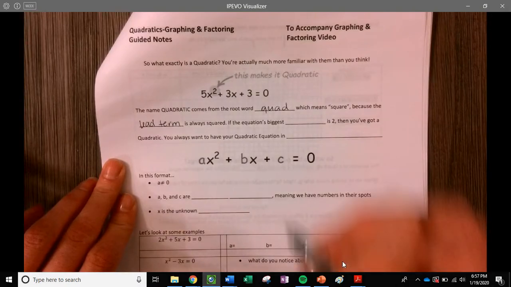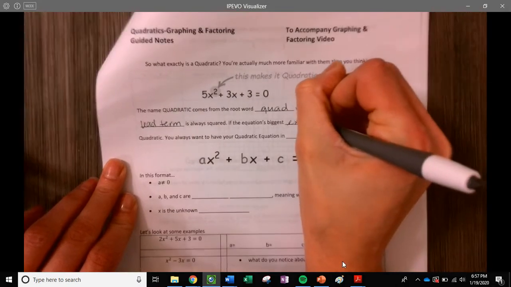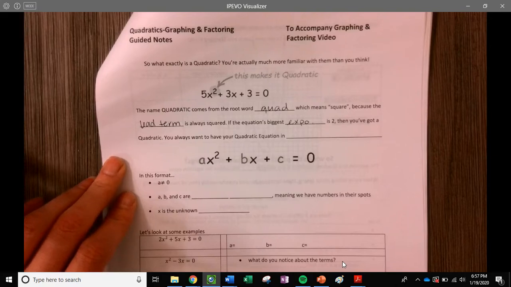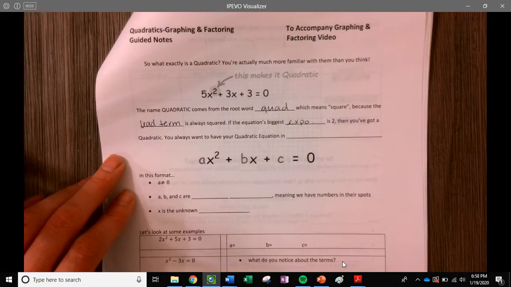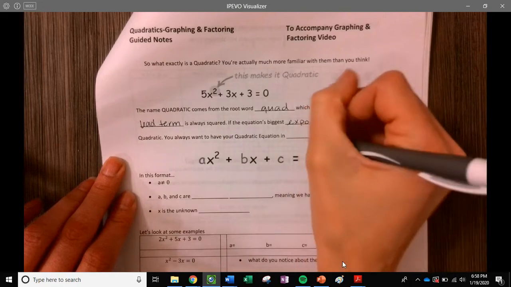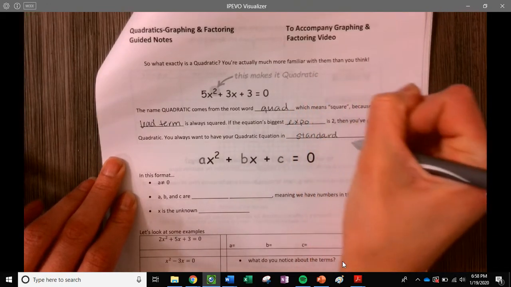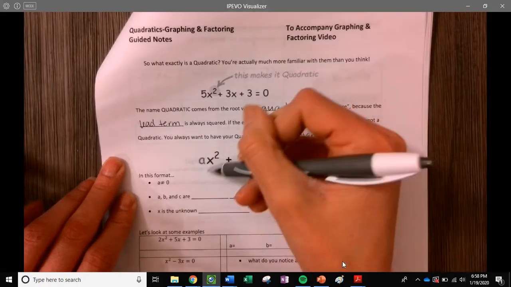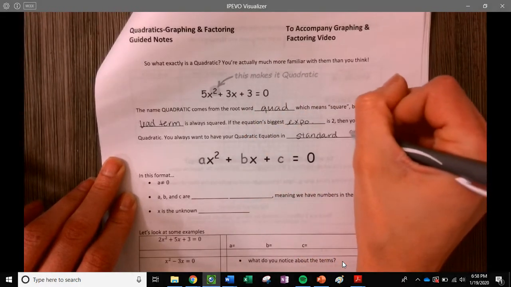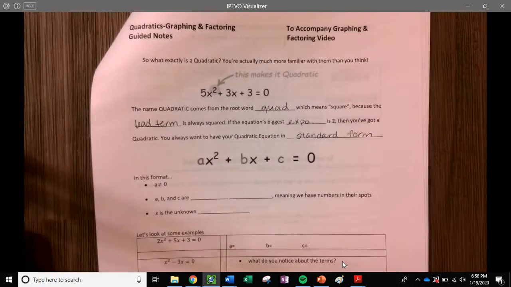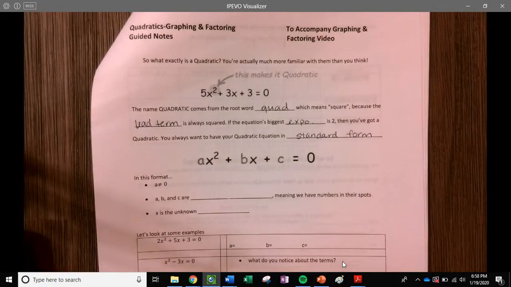If the equation's biggest exponent, I'm just going to write expo because mine is a long word, if the equation's biggest exponent is 2, then you've got a quadratic. And you always want to make sure that you get your quadratic equation in standard form. Okay, if you are given just a trinomial and it happens to be a quadratic trinomial, you're not going to set it equal to 0. That's really only when we're talking about quadratic equations.